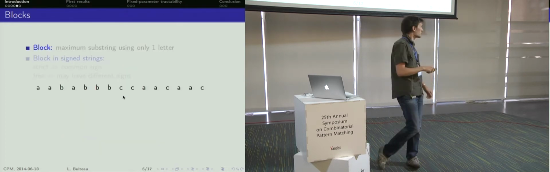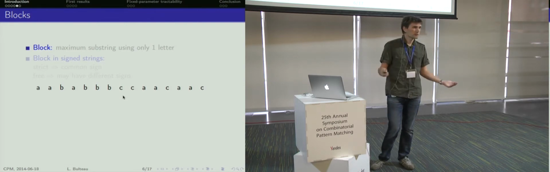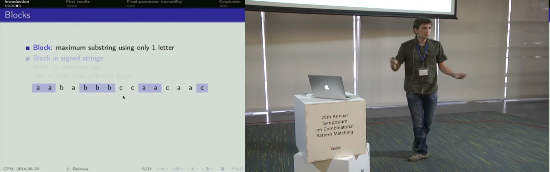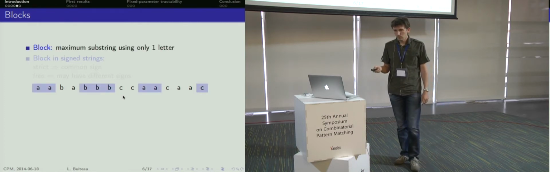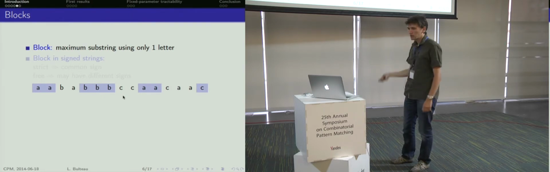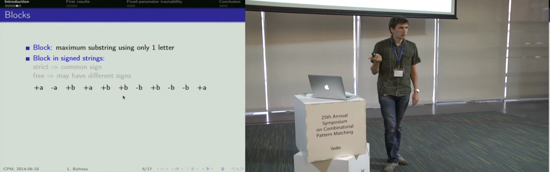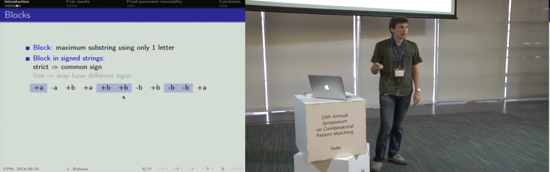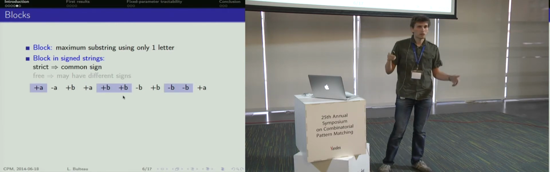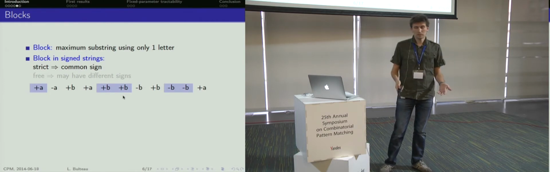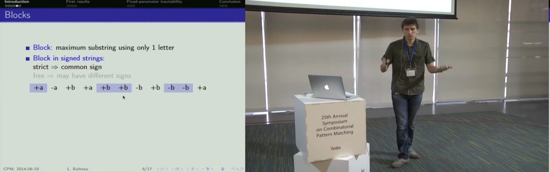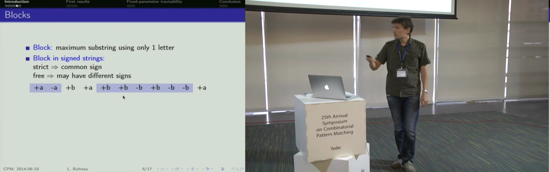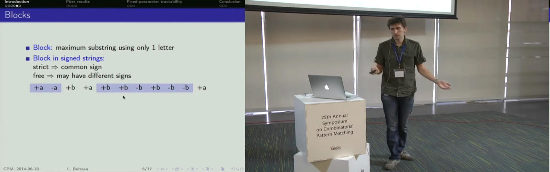Okay, and since I want to talk about strings with few blocks or small alphabets, I've got to define what is a block. So given a string, a block is a maximal substring consisting of only one letter. So it can even be a single letter. And in signed strings, it's not so obvious how to define a block. So we can have a very strict definition where all elements must have the same sign. In this case, we will have small blocks, but lots of blocks. Or a more free definition where all the elements can have different signs. In this case, we have much fewer blocks.